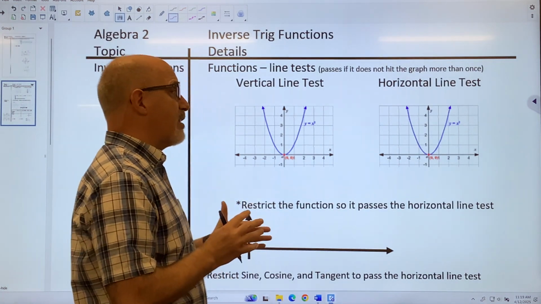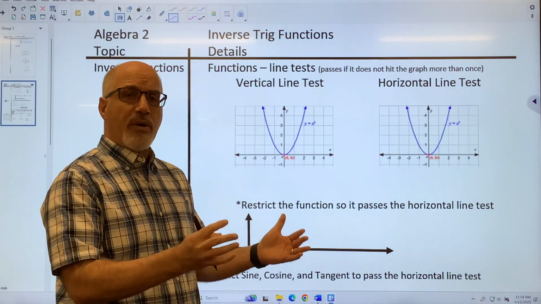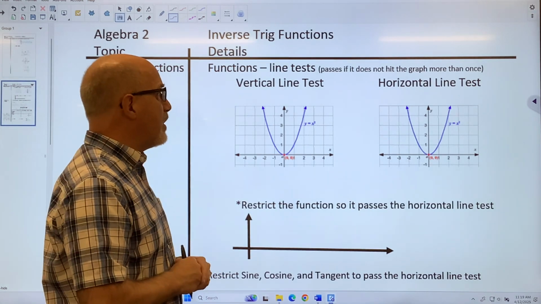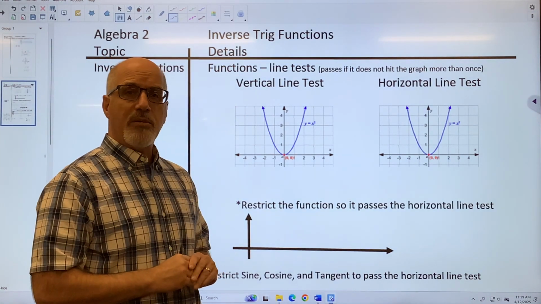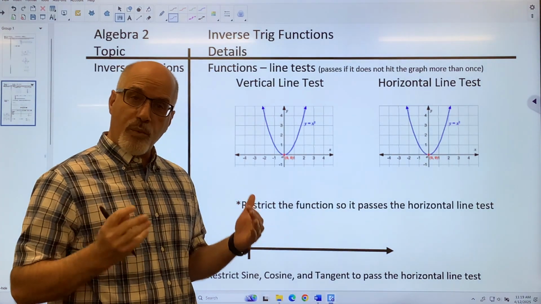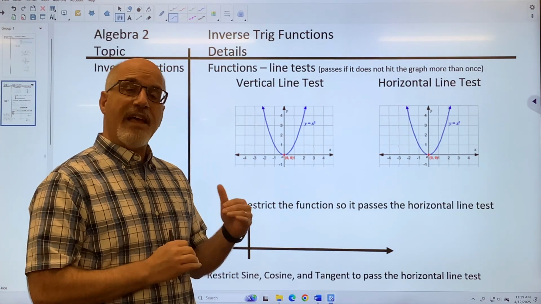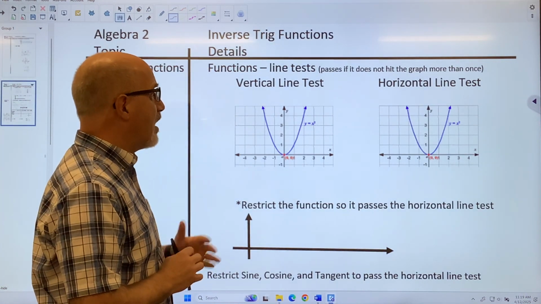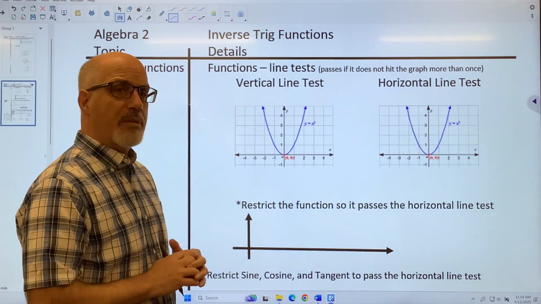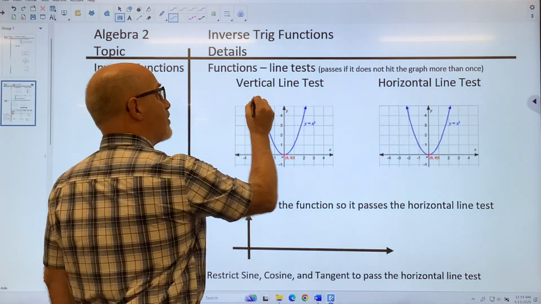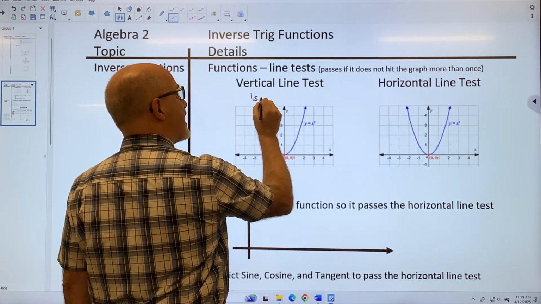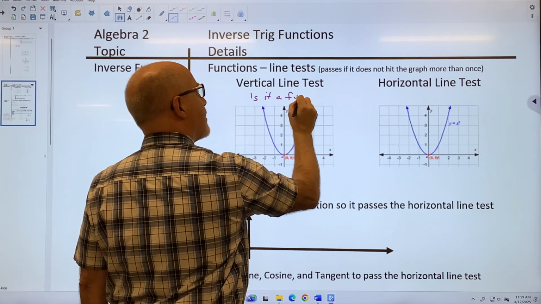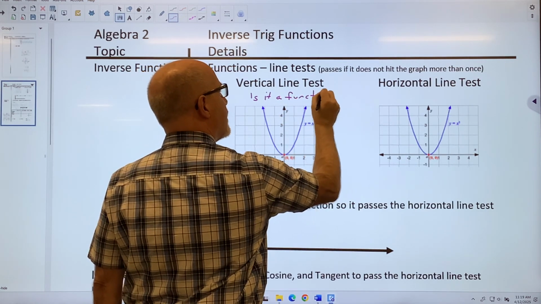So let's look at, going backwards, talking about inverses. Let's look at a parabola as an example. We use two types of tests to be able to determine whether an original graph was a function and then whether the inverse of that graph would be a function. The vertical line test helped us to determine: is it a function? That is the question we use for that.